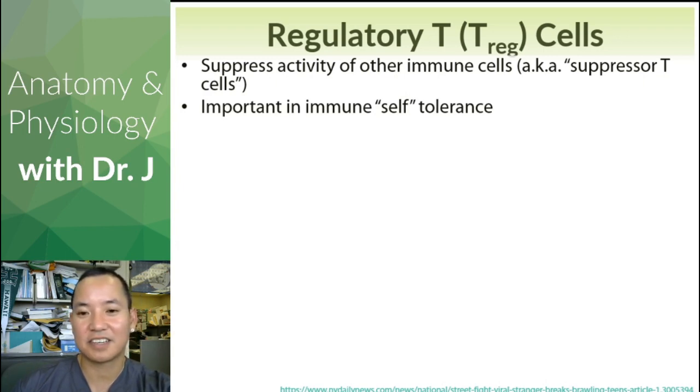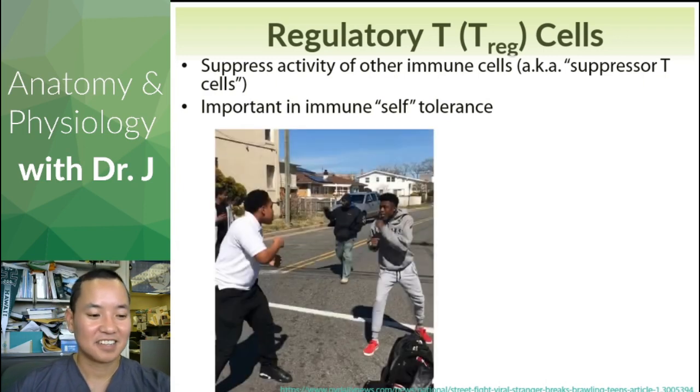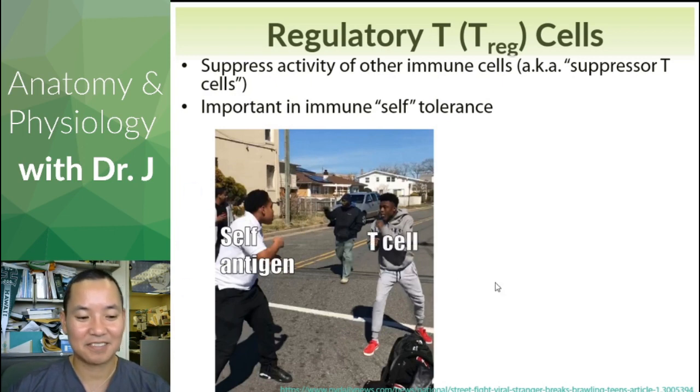So if, say, a cytotoxic T cell is trying to attack your own cells, the Treg cell is going to tell it, hey, these are our own cells, calm down. So here we have a self-antigen. This is actually a part of your own cells. And here we have a cytotoxic T cell that's ready to attack your own cells. So what do we have in the background?